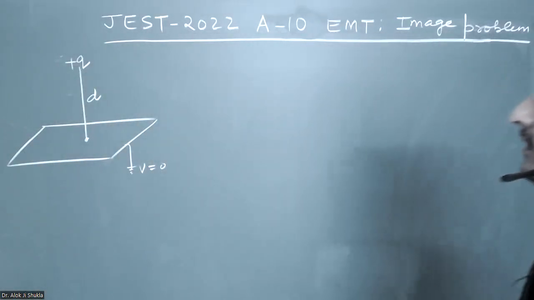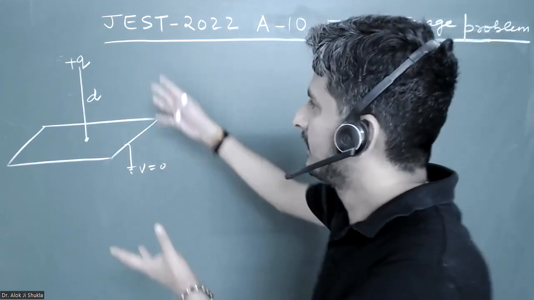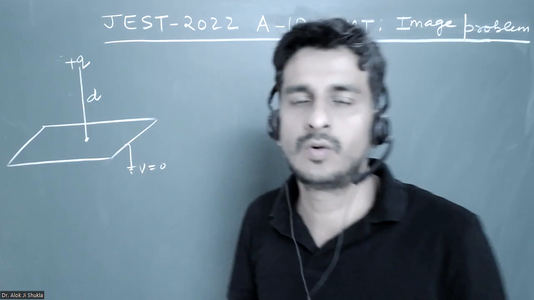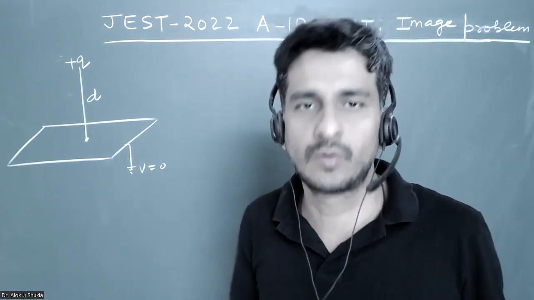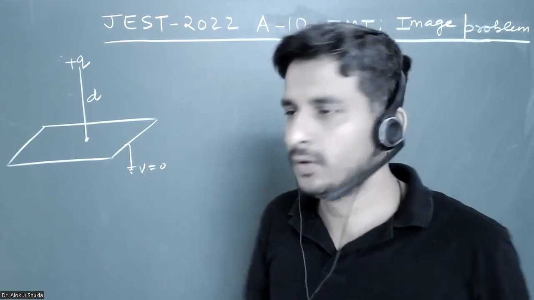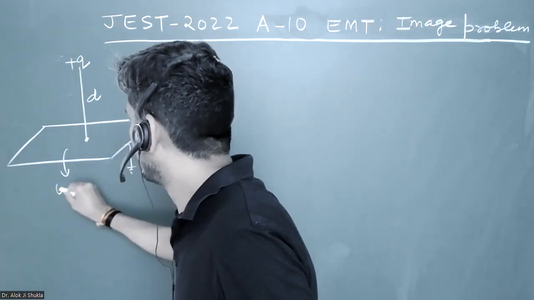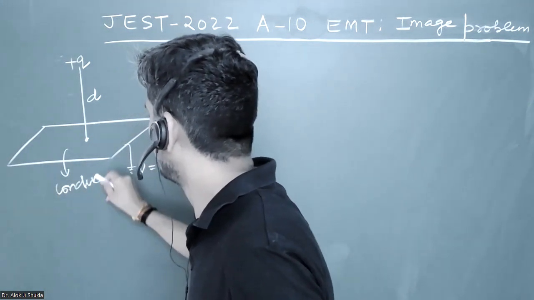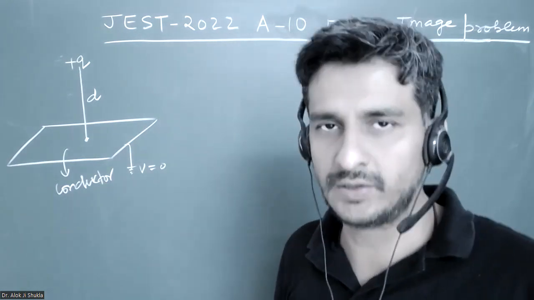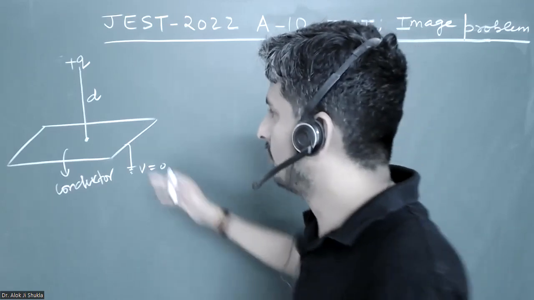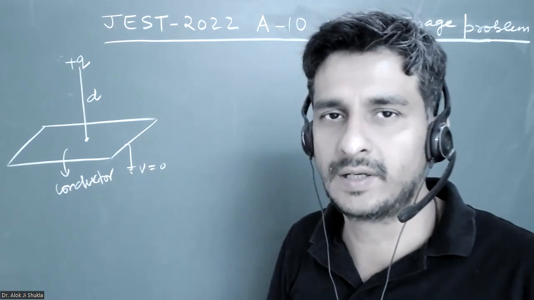So this is a question from image problem, just 2022. In this, they have asked, what is the charge stored? What is the energy stored in this configuration? How much energy is stored in this configuration? So this is a conducting plane, okay? I mean a conductor, an infinite sheet you can consider. And the infinite sheet is at zero potential. So they have asked how much energy is stored within this configuration.